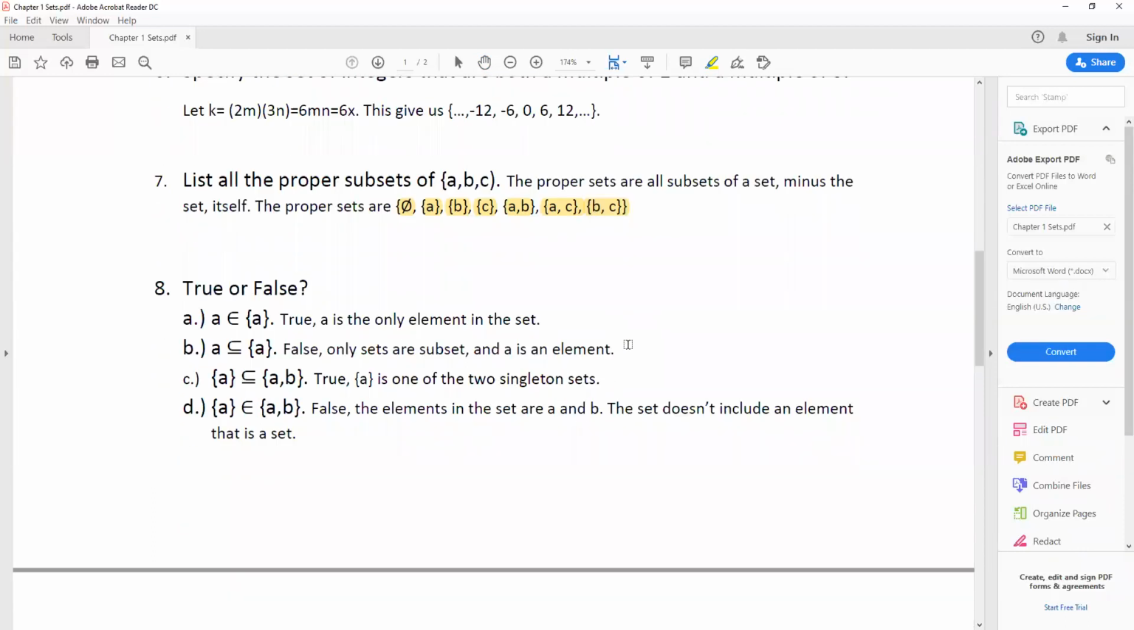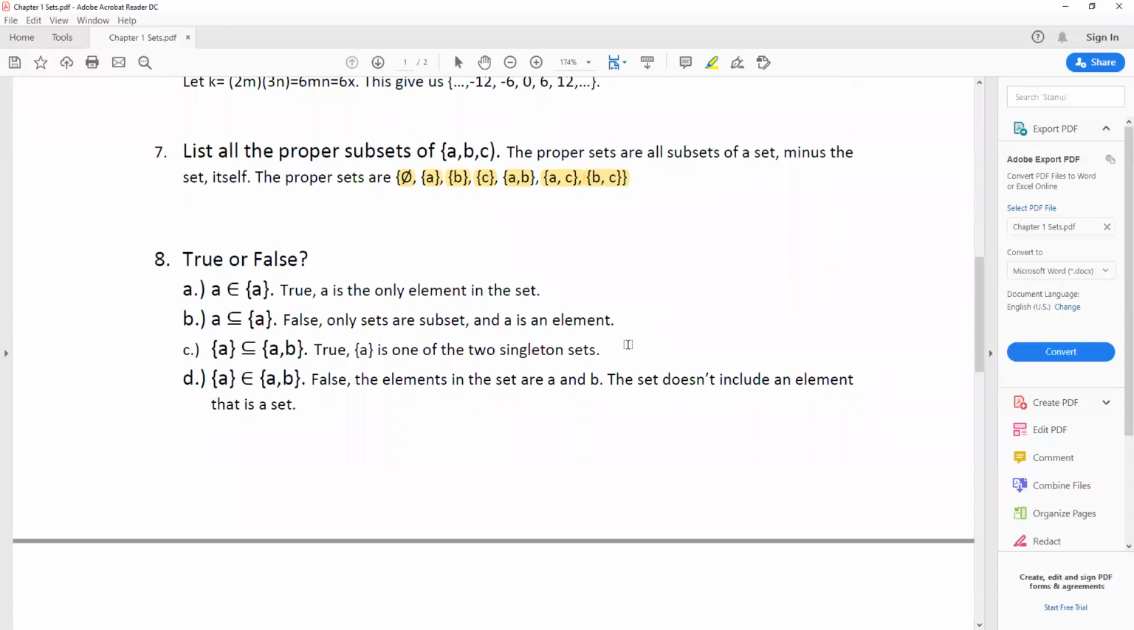Number 8, true or false. This is basically an exercise in understanding the symbolic notations. Part A says that A is an element of the set containing A. That's true. In fact, A is the only element in the set. Part B says that A is a subset of the set containing A. Well, that's false because only sets may be subsets, and A is not a set, it is an element.